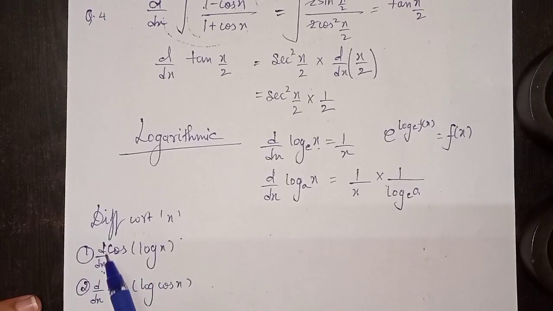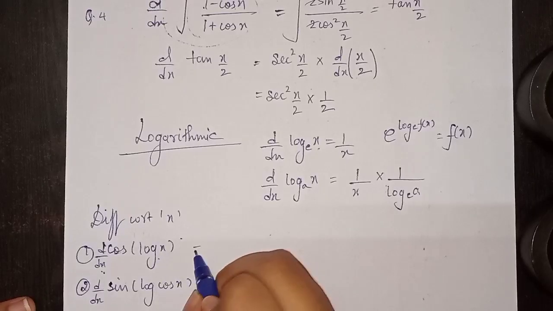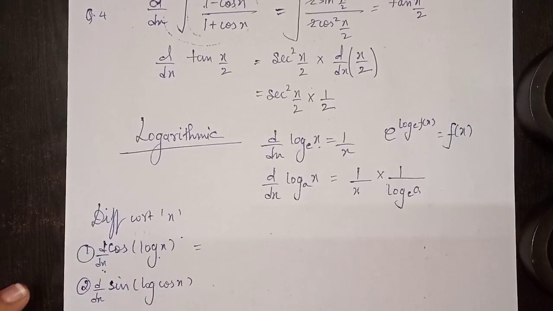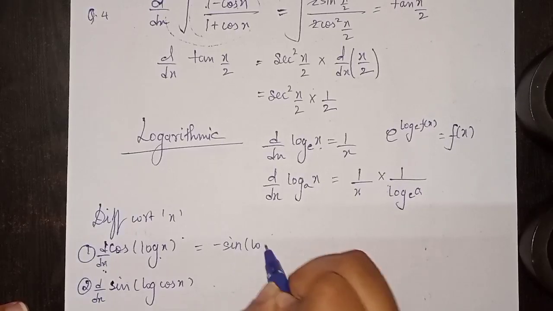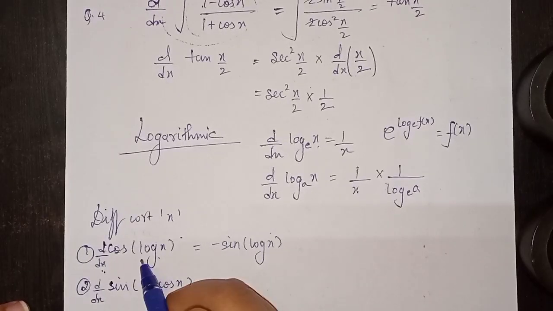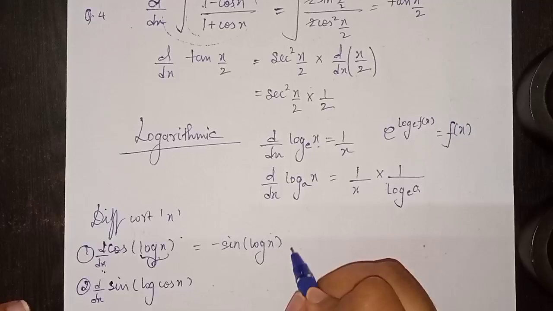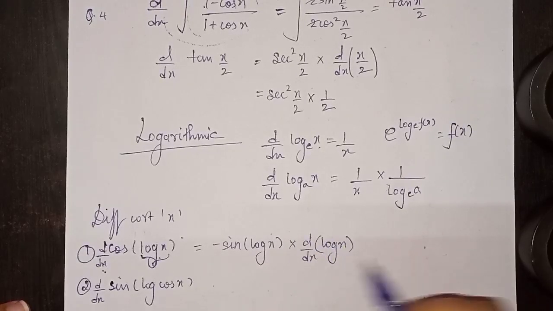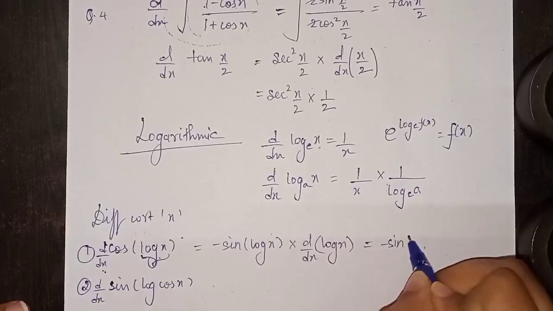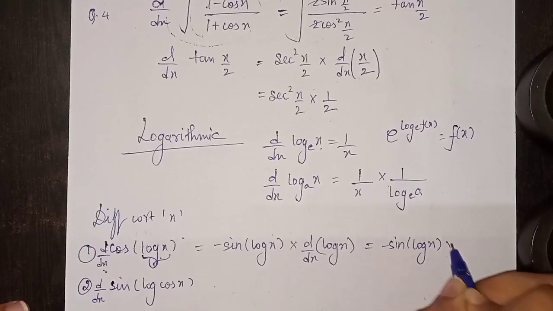Differentiating with respect to x, we have to find these two. d by dx of cos(log x). This will be, first we are going to solve the outer function and gradually we'll be solving the inner function afterwards. See, this will be minus sin(log x), right? Now we have to differentiate the inner function, that is d by dx of log x. Minus sin(log x) into 1 by x.